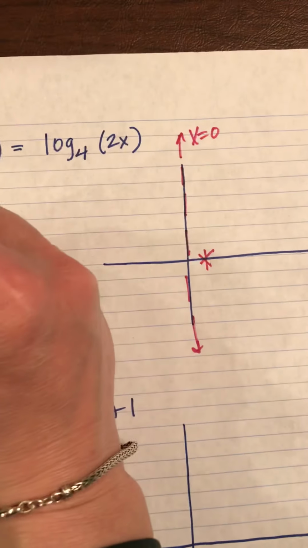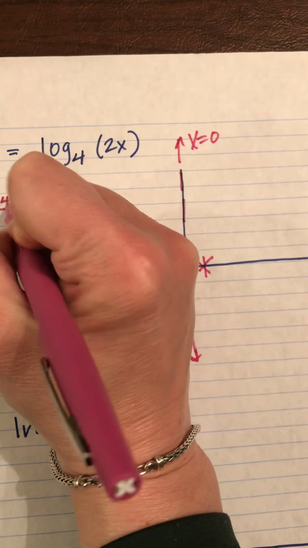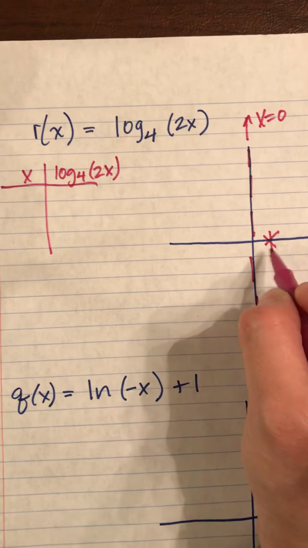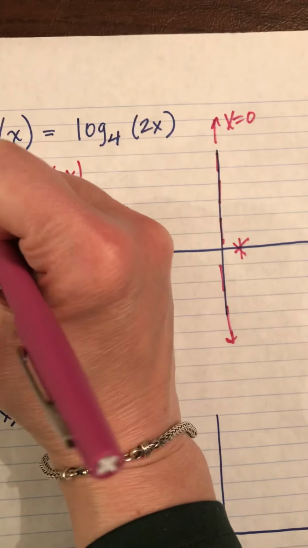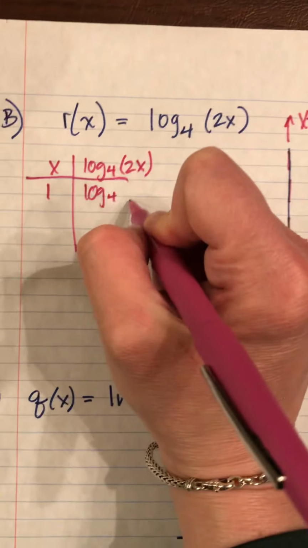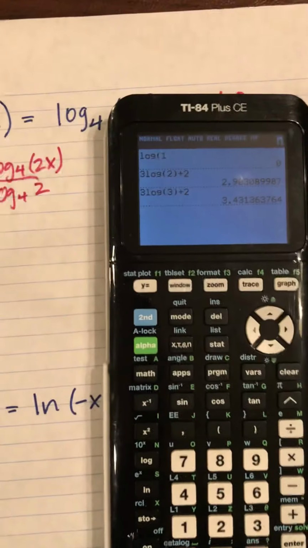So I'm going to go back right now to my table, and I'm just going to start plugging in some points. So I know that I'm dealing with something when x is 1. So if I plug this in, 2 times 1 is 2. So what's log base 4 of 2? Well, I don't really know what that is.